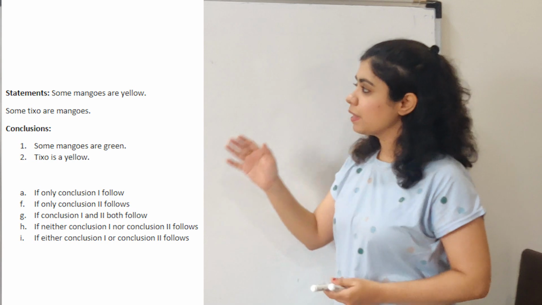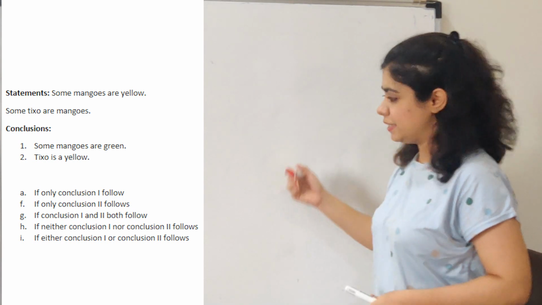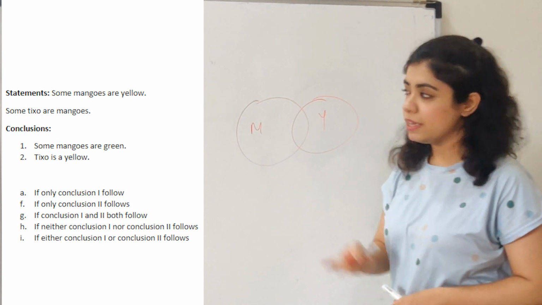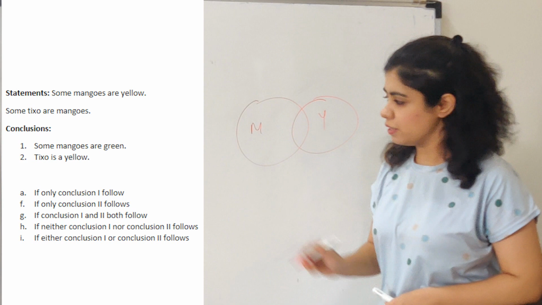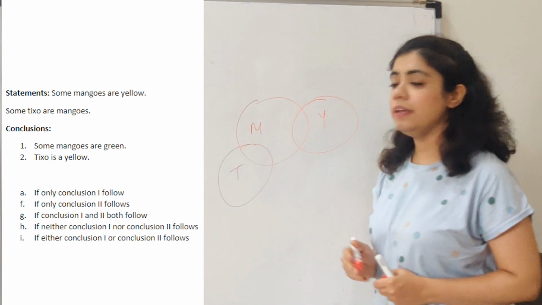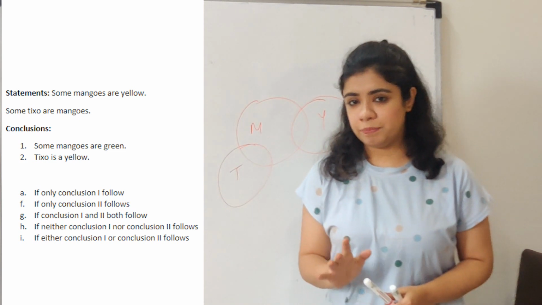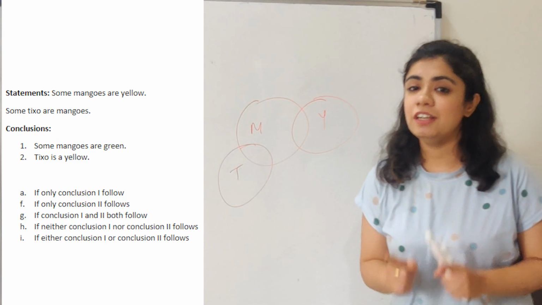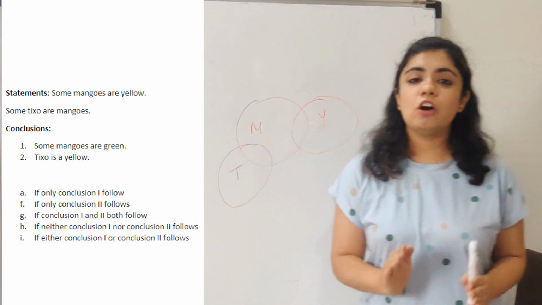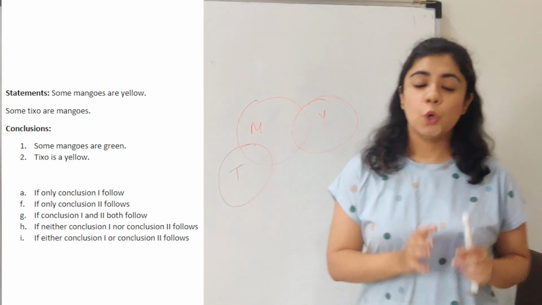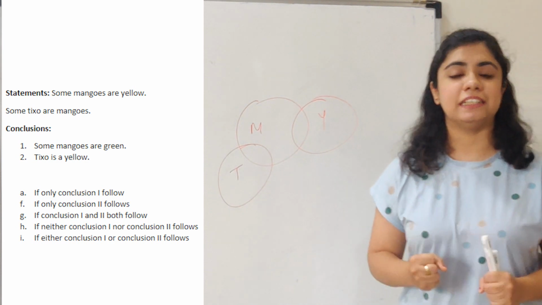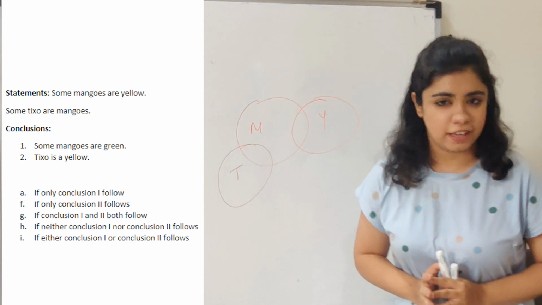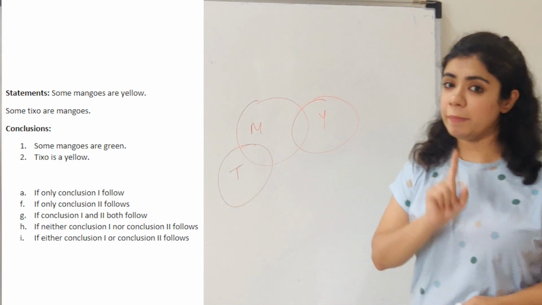What does it say? Some mangoes are yellow. Some T.A.W.S are mangoes. Now understand one thing. You don't know the relation between T.A.W.S and yellow. If you don't know the relation, don't make the relation. Because in deductions or syllogisms, we deal with as minimum intersection as possible. तो जितना कम intersection हो सकता है, उतना ही आपको करना है. You don't know the relation, don't make the relation.